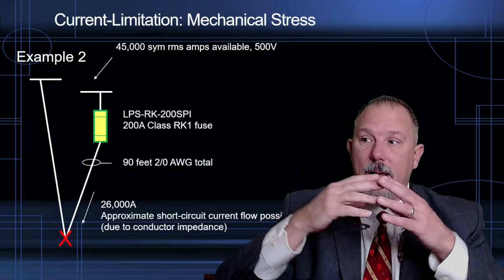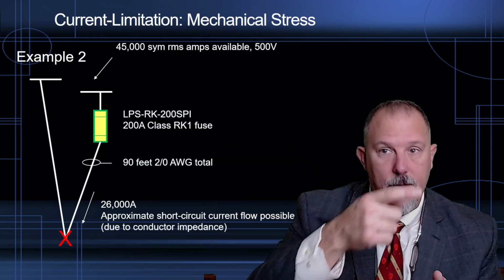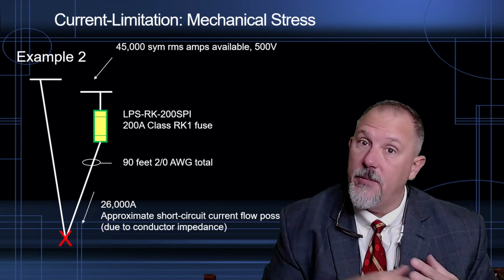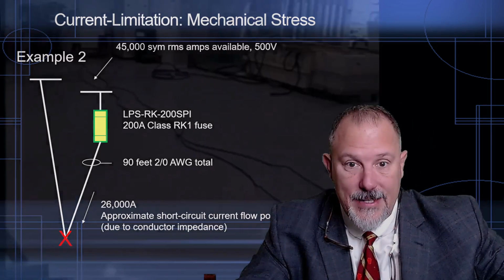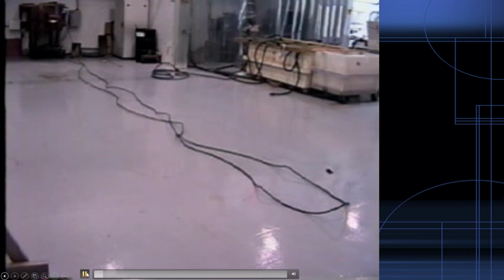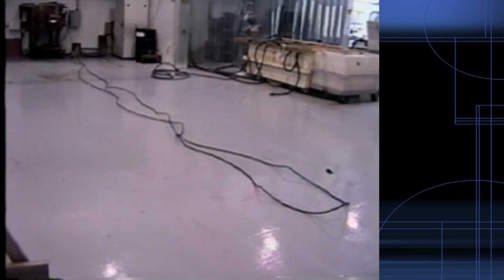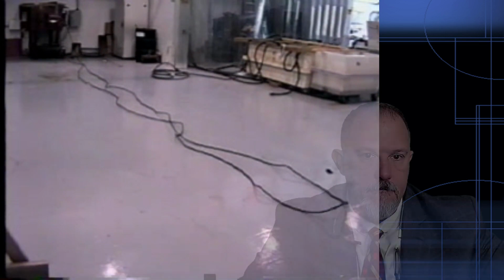And remember, when I put a 200 amp class RK1 fuse, if I take 26,000 amps and I go up and over, that's going to tell me what my new peak value is going to be. It's going to be much less, and it will result in what you're going to see next. Let's get me out of the way. That is the power of current limitation.